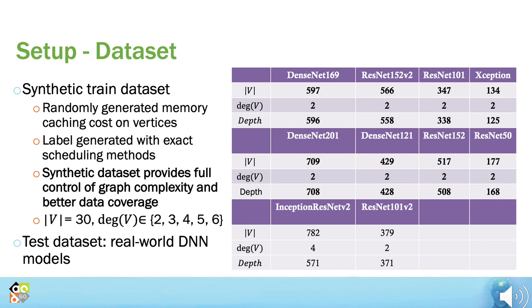To balance the data coverage and the graph size to minimize the training effort, our training computation graphs are consistently sized with 30 vertices with different graph complexity. Graph complexity is the maximum count of incoming edges connected to other vertices. This complexity of the training dataset ranges from degree 2 to 6, allowing us to control complexity without needing vast data collection. As for the testing, we use the computation graphs from 10 real-world DNN ImageNet classification models that are shown in the red table.